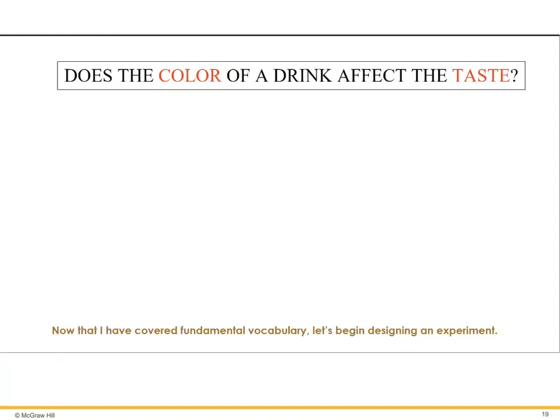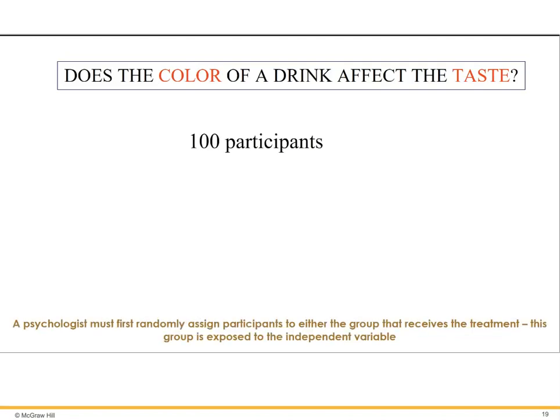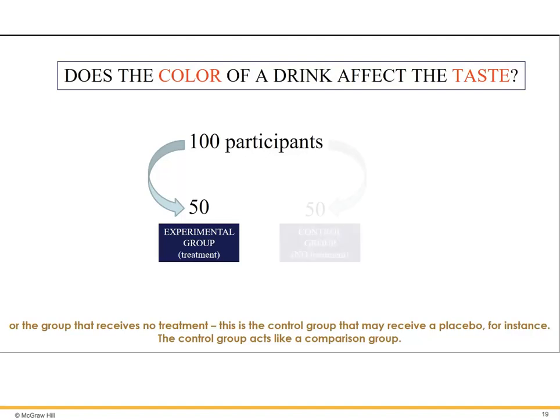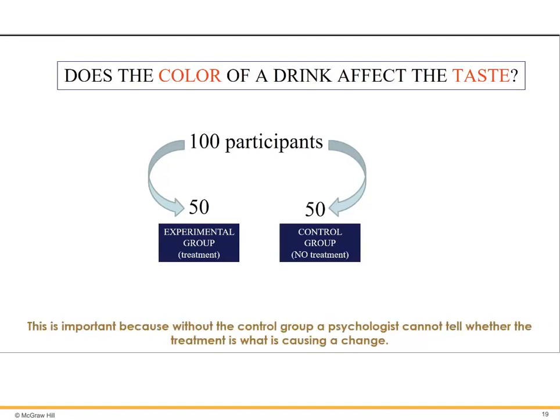Now that I've covered fundamental vocabulary, let's begin designing an experiment. A psychologist must first randomly assign participants to either the group that receives the treatment, this group is exposed to the independent variable, or the group that receives no treatment. This is the control group that may receive a placebo, for instance. The control group acts like a comparison group.